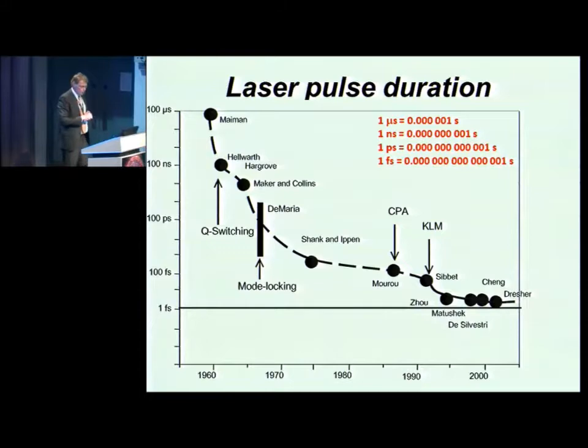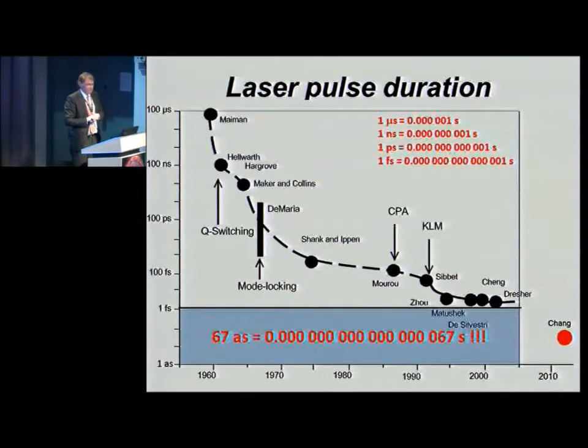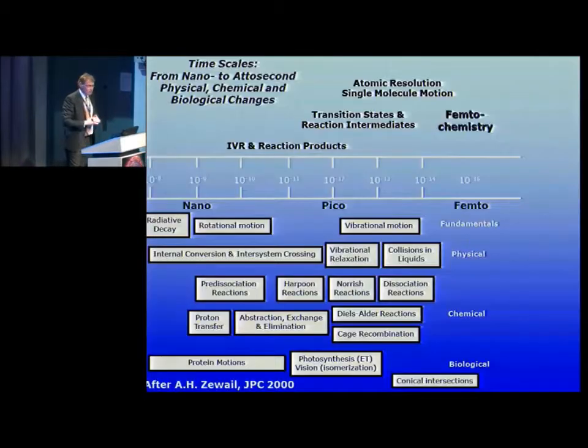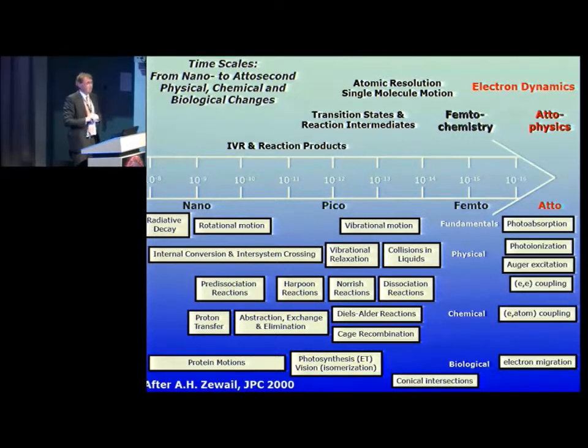And so that basically means that we have a new diagram where, in addition to where we were in 2000, the current state of the art for the generation of attosecond pulses is the generation of 67 attosecond pulses. That's the shortest people have gotten so far. Now, that also means that this diagram can be extended, and it doesn't stop at a femtosecond, but now we have the attosecond pulses that allow us to look at electronic motion in real time.